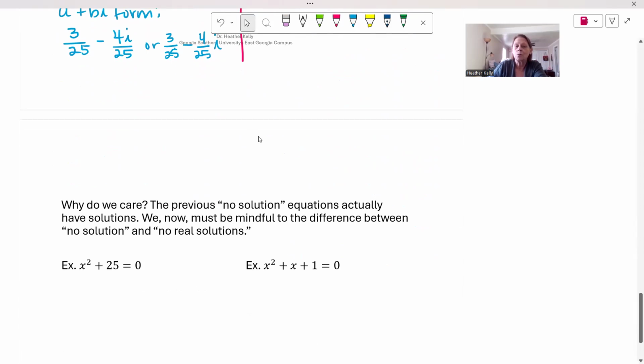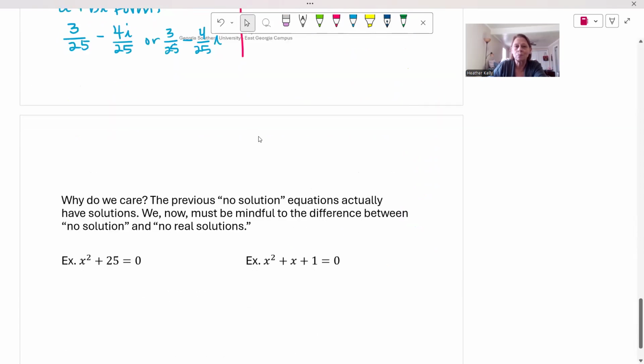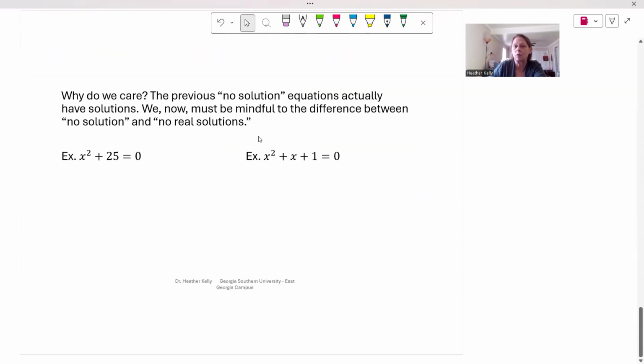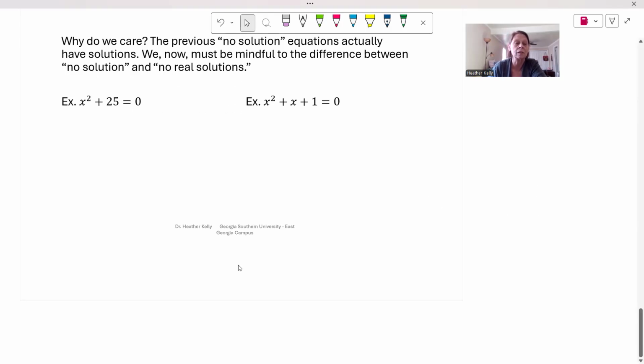Okay, so why do we even care about imaginary numbers? Well, previously, there were no solution equations. The previous no solution equations actually have solutions, right? So now we got to be mindful to the difference between no solutions and no real solutions. So basically all problems have solutions. They're just not necessarily real solutions. And let's just look right here.